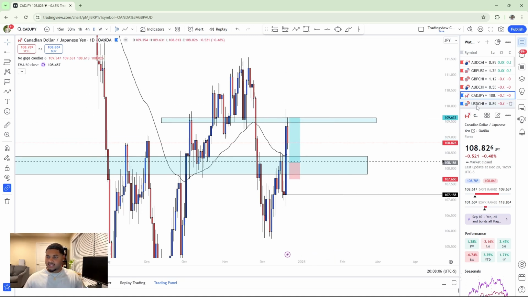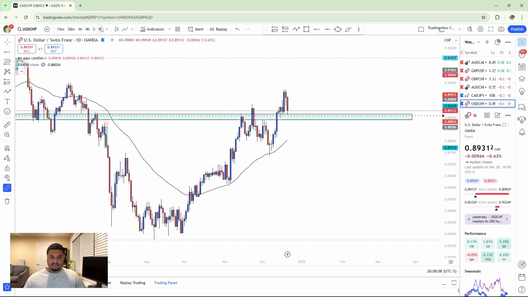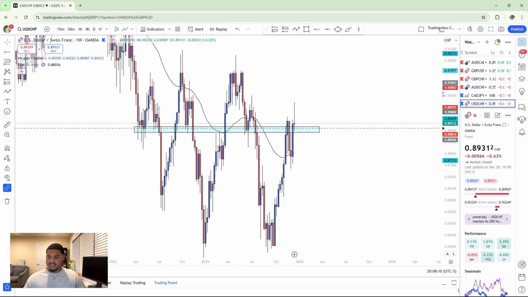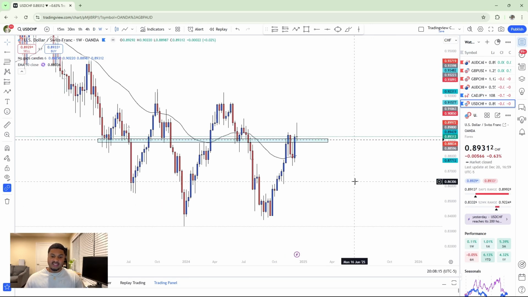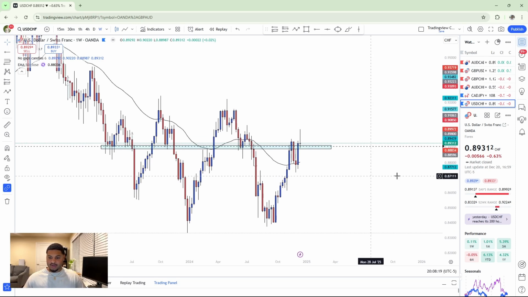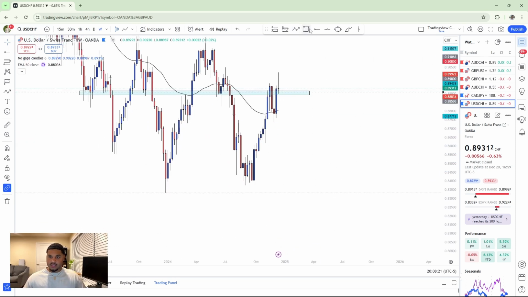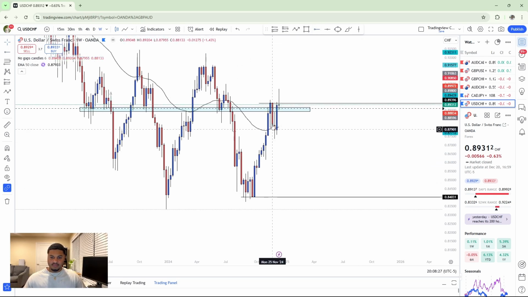And last pair is USDCHF. This one isn't my favorite, but nevertheless, we do have 2 time frames in sync. Seems like a pretty good area of interest, so that's why I put it on there. We are bullish on the weekly. This is higher high. This is higher low. We have crossed back above this area of interest.